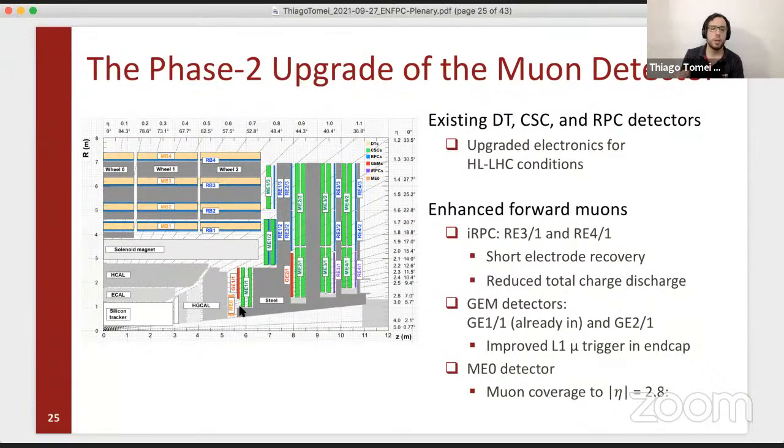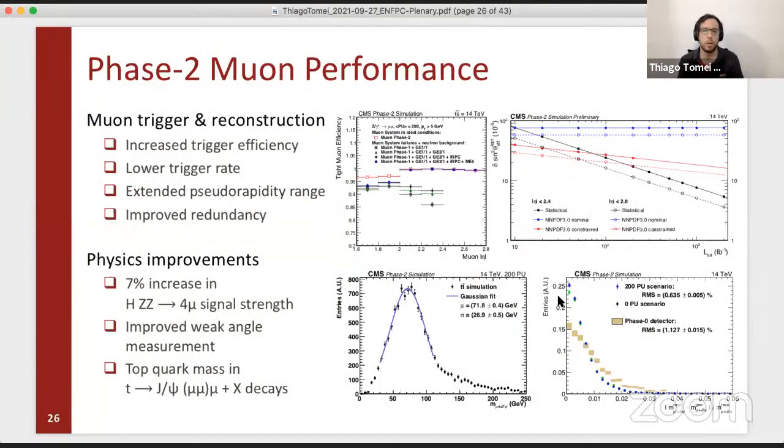And this redundancy is good enough that we'll be able to improve our level 1 muon triggering in the endcap. It's very hard to do level 1 muon triggering in the forward region because the rate goes up too high, so it's hard to control the trigger. But with the GEM detectors there, it will become easier. Last but not least, we have ME0, which sits here in orange, and it will extend our muon coverage up to 2.8. So again, a much improved detector.